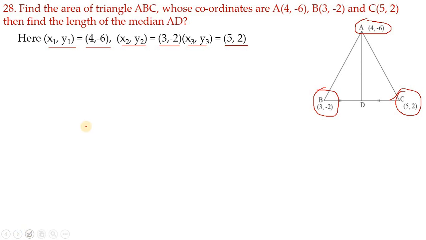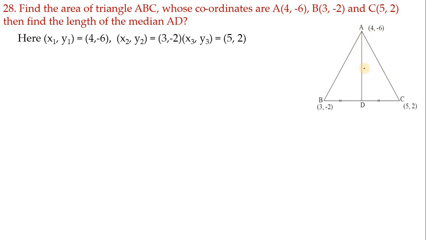So next, what we actually wanted to find is the length of the median. So AD is the median. Children, understand properly, AD is the median. So a median is drawn in a triangle from a vertex to the midpoint of its opposite side, meaning D is the midpoint. So this is the thing you wanted to understand. D is the midpoint because AD is the median.